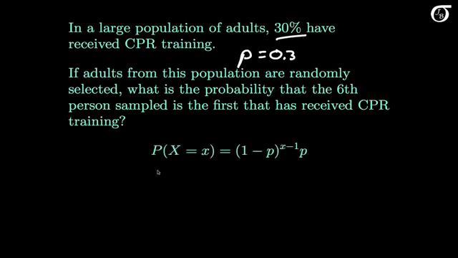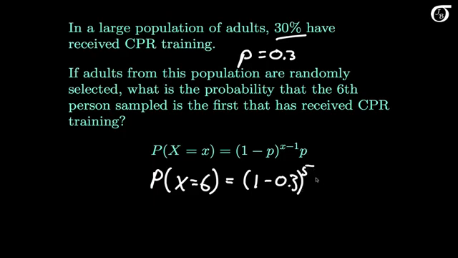Here's the probability mass function. We want the probability that the random variable x takes on the value 6. The probability the first person with CPR occurs on the sixth person sampled. This equals 1 minus p of 0.3 raised to the 5th power times 0.3. We need the first 5 people to not have CPR training, and then the 6th to have it. This works out to 0.0504 when rounded to 4 decimal places.